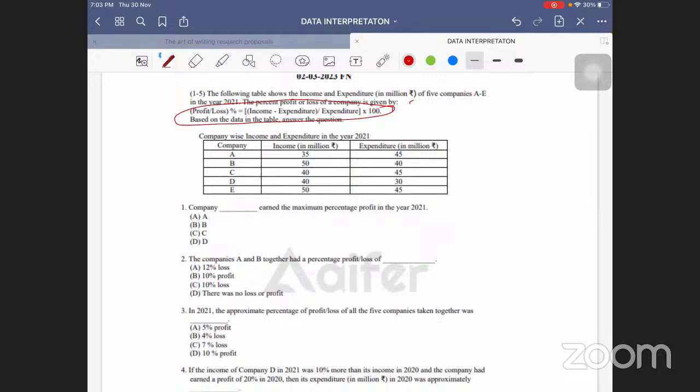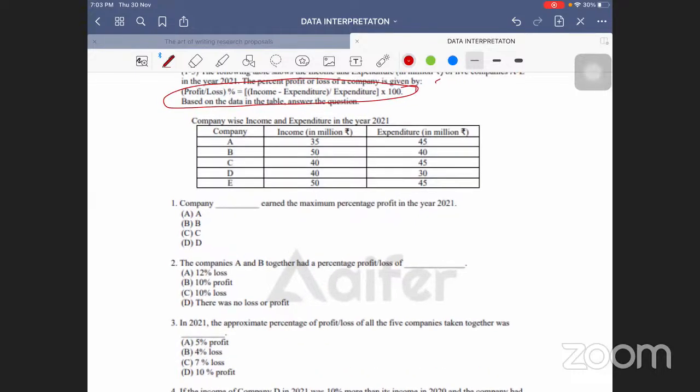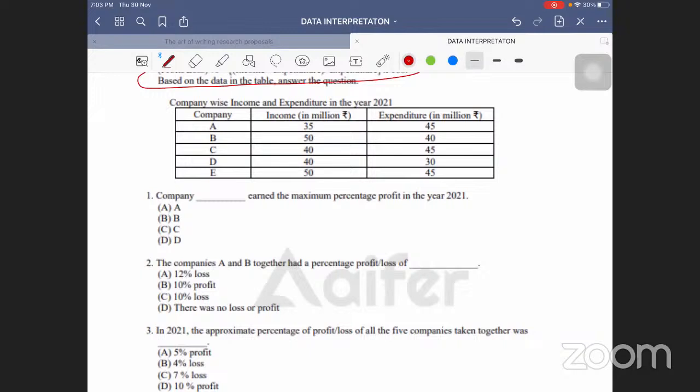There are 5 different companies, and their annual income and annual expenditure are given. Based on the income and expenditure, they are asking the questions. The first question is: which company earned the maximum percentage profit in the year 2021? They are asking for the maximum percentage, so we can just look at the data.